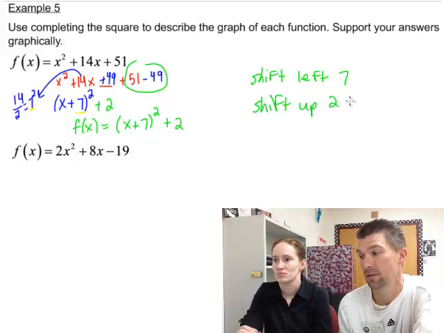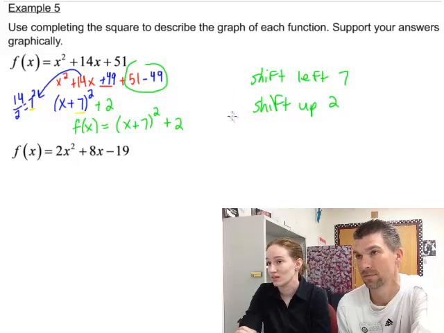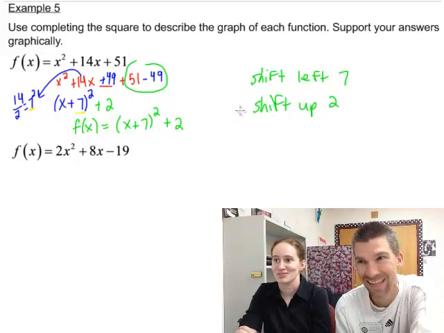Pick the pen up, Mrs. Stevenson. Yikes. Okay, thanks. Yes. Shift left 7, shift up 2.